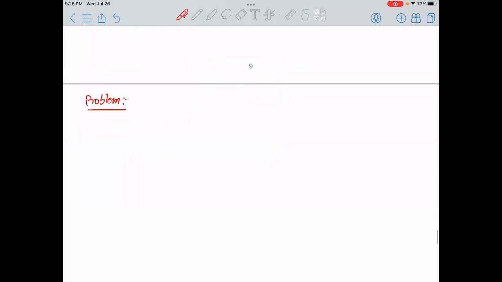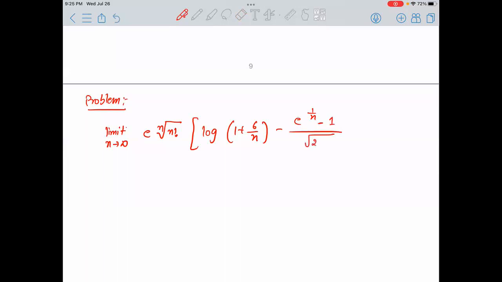The problem is: limit n tends to infinity of e into nth root of n factorial, times log(1 plus 6 by n), minus e power 1 by n minus 1 by n minus 1, divided by root 2 n pi whole power 1 by n. Clear everyone?